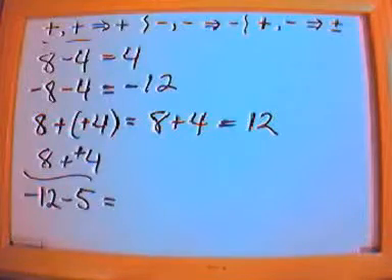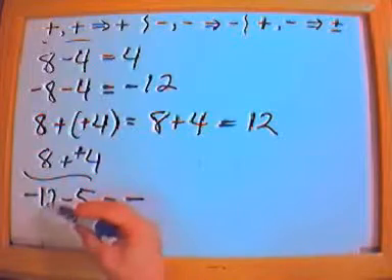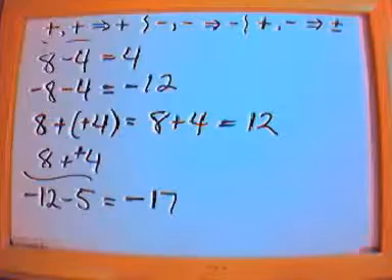This is like adding a negative number, so it's like negative plus negative. Answer will always be negative. To get the answer, I just add the two numbers, 12 plus 5, 17. Answer is negative 17. That's it.